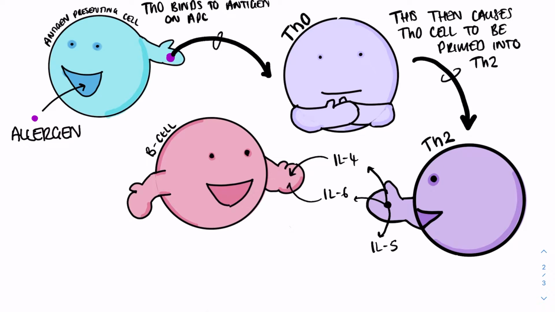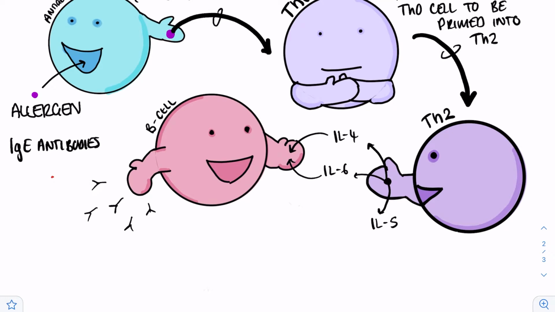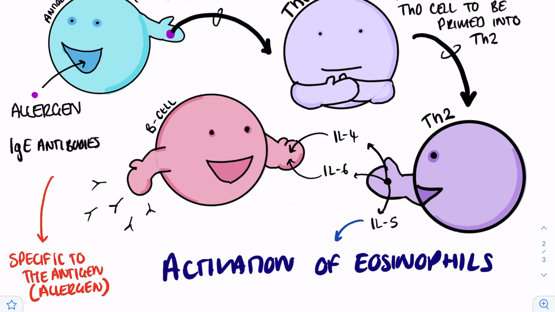Both interleukin 4 and interleukin 6, but mainly interleukin 4, orchestrate B cell class switching to favour IgE secretion. These IgE antibodies are specific to the antigen which led to their creation. In this case, the antigen is an allergen. Interleukin 5 is involved in the activation of eosinophils, and eosinophils themselves secrete their own interleukins and also leukotrienes, which are involved in the biphasic reaction of anaphylaxis.